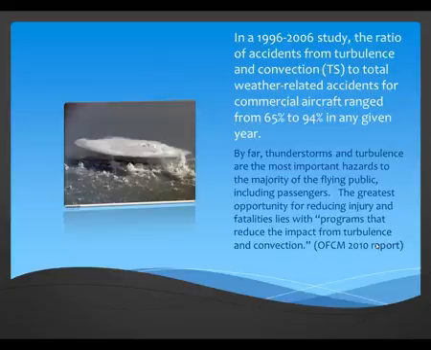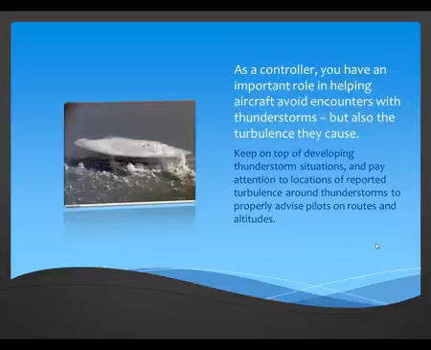In a 1996-2006 study, the ratio of accidents from turbulence and convection to total weather-related accidents for commercial aircraft ranged from 65% to 94% for any given year. So by far, thunderstorms and turbulence are the most important hazards to the majority of the flying public, including passengers. The greatest opportunity for reducing injury and fatalities lies with programs that reduce the impact from turbulence and convection. So as a controller, you have an important role in helping aircraft avoid encounters with thunderstorms, but also the turbulence they cause. Please keep on top of developing thunderstorm situations and pay attention to locations of reported turbulence around thunderstorms to properly advise pilots on routes and altitudes.